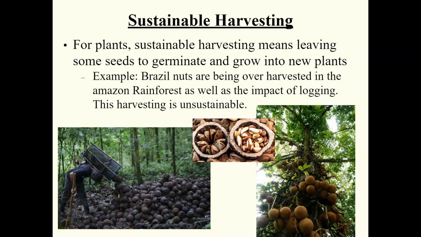And so we have seen unsustainable harvesting in a lot of locations. A specific example that you need to know is in Brazil. We harvest Brazil nuts too much. We overharvest them, and we don't leave enough of these nuts in the Amazon rainforest for them to replace themselves. And so this is unsustainable. In addition to that, we also log for their wood, and that also means fewer seeds are being left to repopulate that area. And so again, this amount of harvesting, whether it's the seeds directly or the trees themselves, is unsustainable.